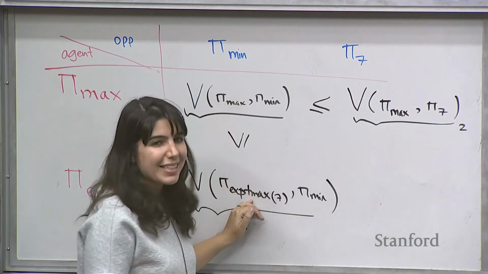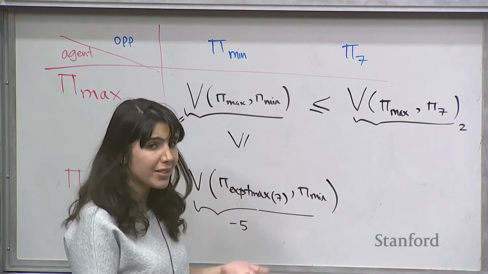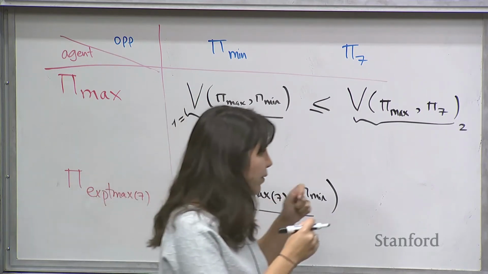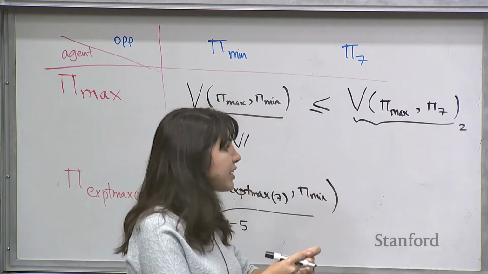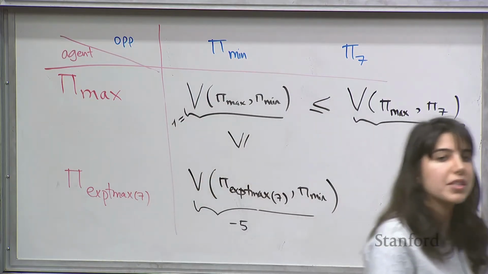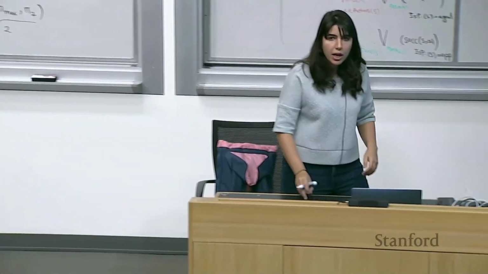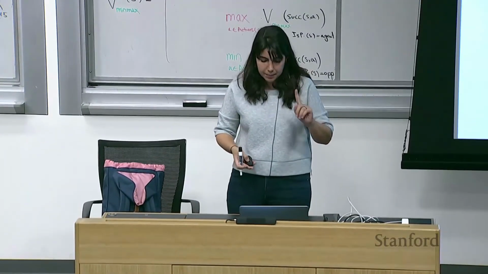Even in the Expectimax case, it thinks the opponent is going to follow pi 7, but maybe the opponent follows pi 7, maybe not, right? So when we talk about Expectimax and Minimax, it's always the case that the agent doesn't actually see what the opponent does, but the agent can think about what the opponent does, okay?